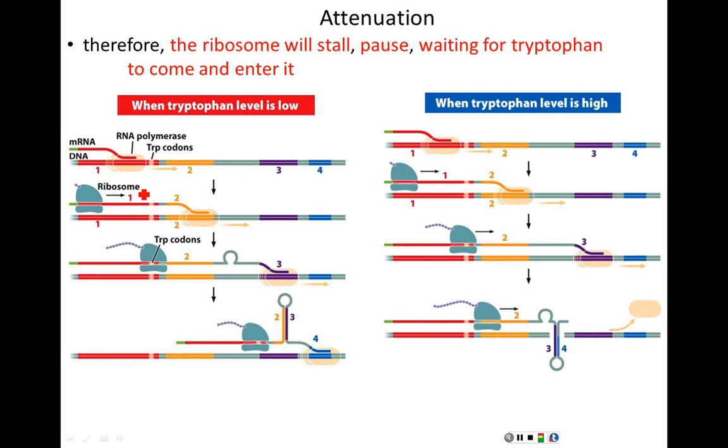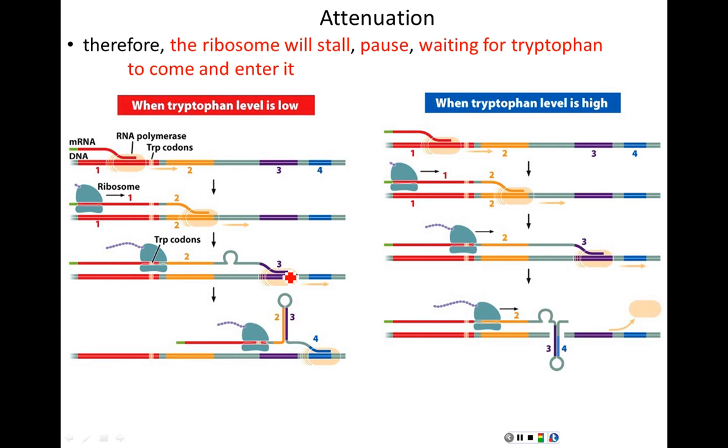Once region 1 is transcribed, a ribosome latches onto it and begins translating the short protein sequence called for there. That protein sequence, however, calls for many, many tryptophans, and if tryptophan levels are low, the ribosome slows down and stalls at those trp codons because there isn't much tryptophan in the cell to put onto this growing chain of amino acids. With the ribosome stalled on region 1, region 2 has no one to base pair with.